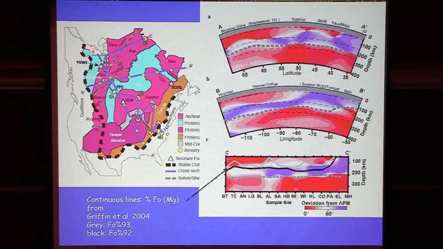So AA prime is here, northwest to southeast at the top. BB prime is more or less east-west. And then CC prime is a sort of crooked path which follows the locations where there has been some sampling of xenocrysts. And what is shown here in these depth cross sections is the color scale representing the azimuthal anisotropy, the deviation from the absolute plate motion of the North American plate. So the direction of the fast axis with respect to this absolute plate motion.